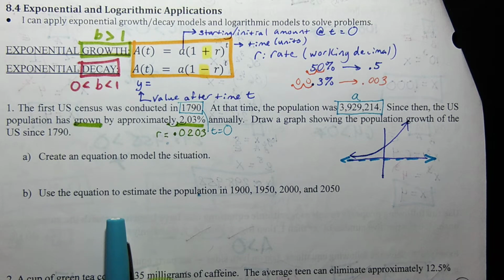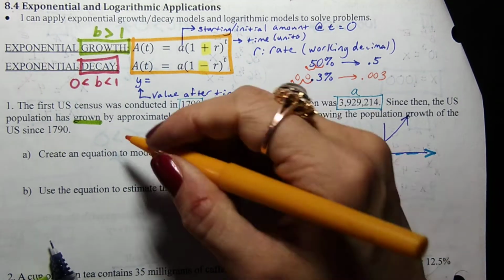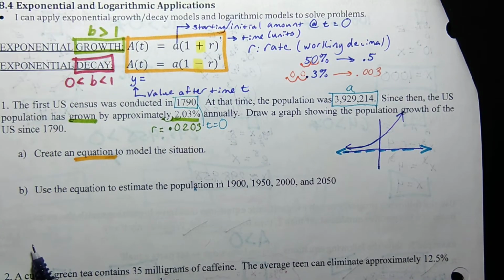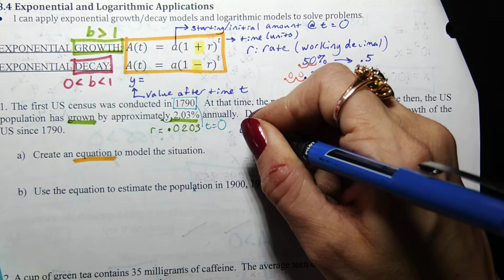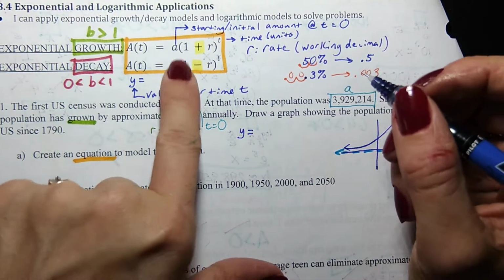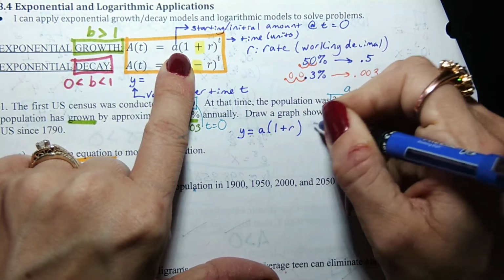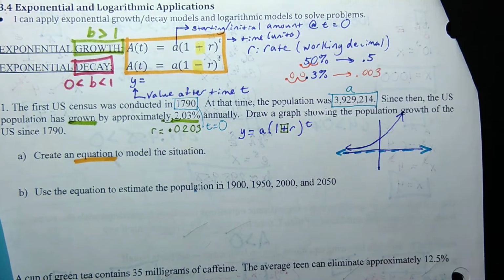Now part A says to create an equation to model the situation. So this is where we are going to use our formatted model from up above and plug in the items that we know. As I said, you can use A of T if you want, but I'm lazy and I think it's easier to just use Y. So we're going to start with our Y equals. And since it's a growth function, we're going to use A times 1 plus R raised to the T. Since it's growth, we use the plus sign.